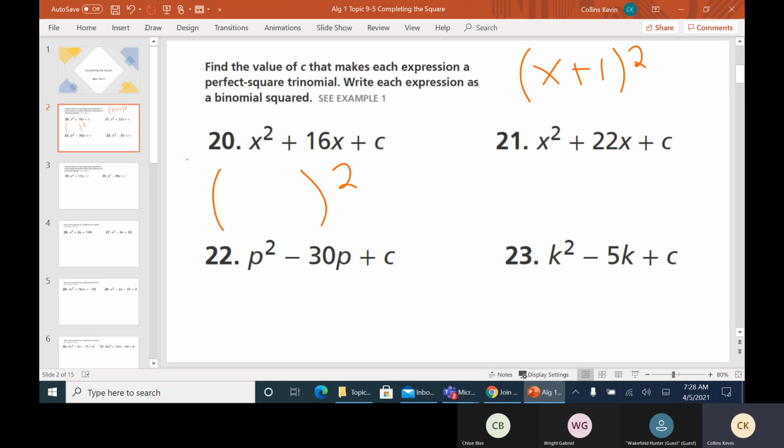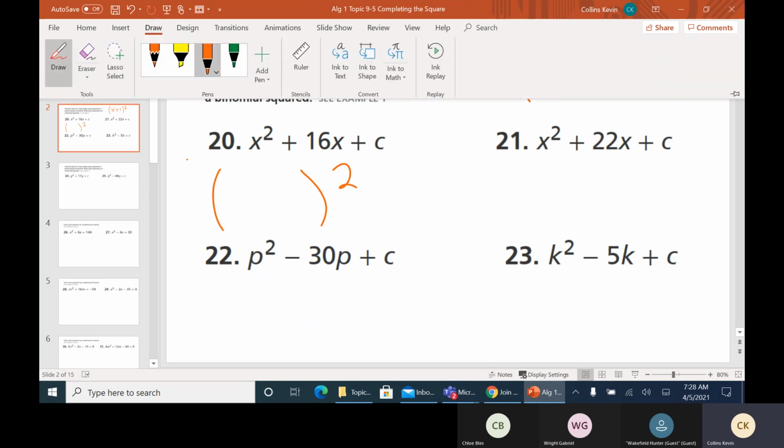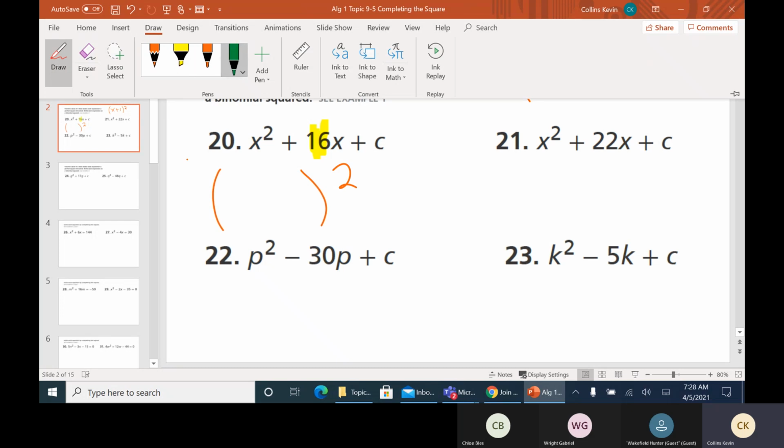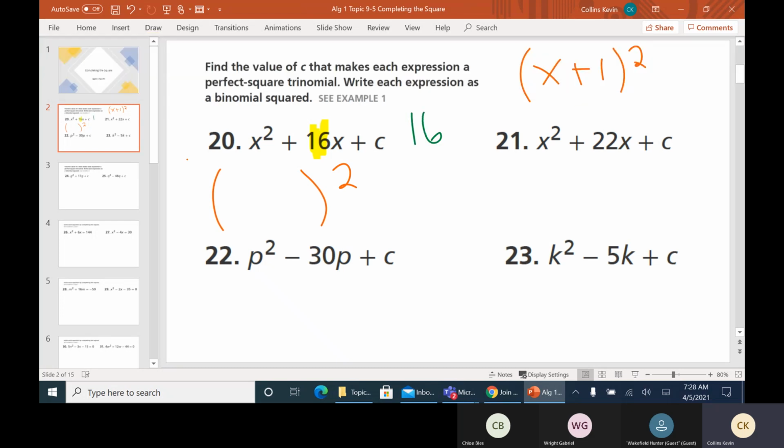To get this started, it follows a pretty simple procedure. Okay. So what we do is we always take the number in front of the x, this guy right here. It doesn't matter what the number is, we take the 16, and we divide it by 2. So 16 divided by 2 is 8. Then we take that answer and square it, or take it times itself. So 8 times 8 is 64. So in this case, the number we want here is 64.